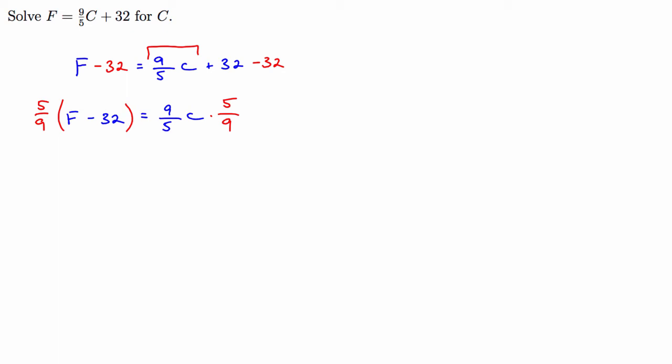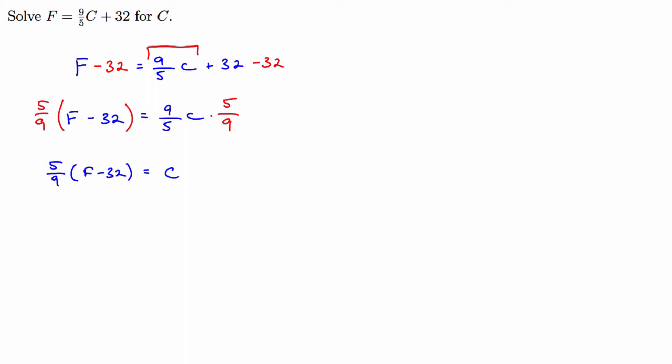Since our left side of the equation is F minus 32, when I multiply F minus 32 by the 5/9, the F minus 32 must be placed in a set of parentheses. Over on the left side of the equation, we're left with 5 over 9 times, in parentheses, F minus 32. On the right side of the equation, the 9/5 times the 5/9, the 9s and the 5s all cancel, and it leaves us with C. So we have now solved the formula for C.